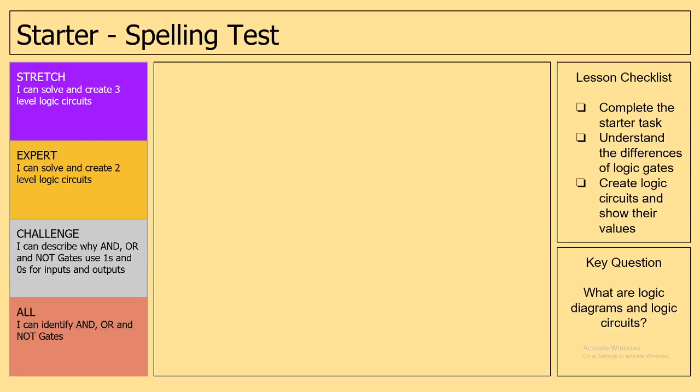Number five, a piece of information that can change is called a variable. Six, an example of data is a variable. Data. Number seven, binary is a language used by the computer. Binary.